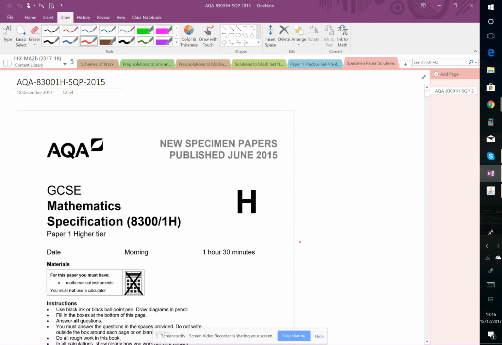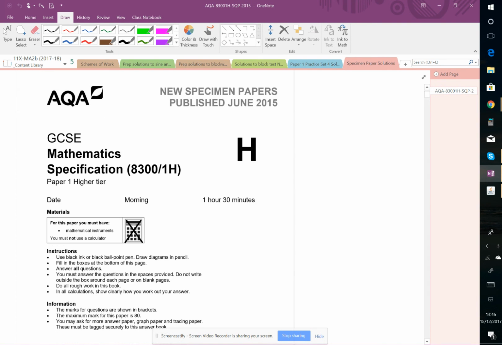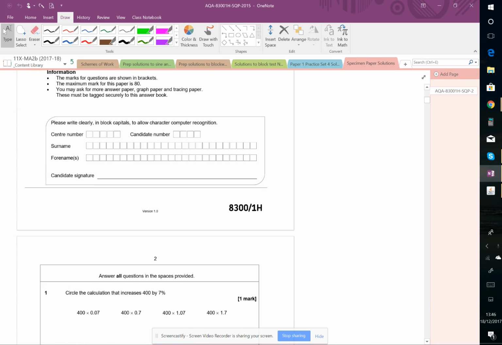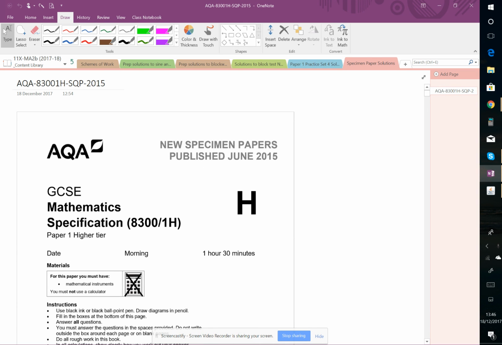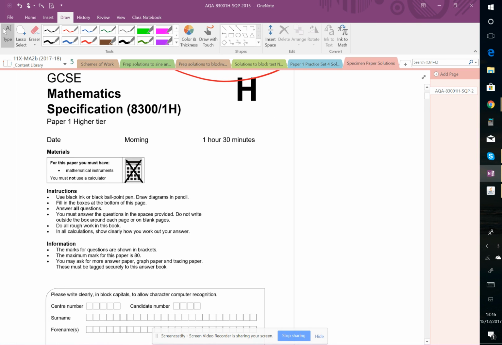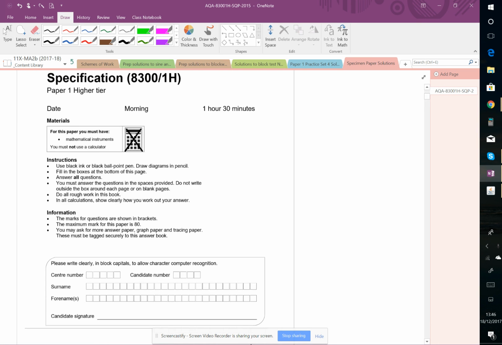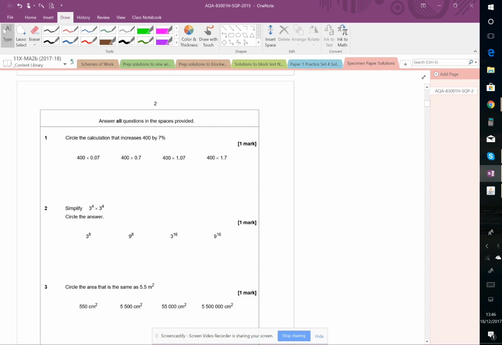Okay, here are some solutions to some specimen papers. It is the June 2015 specimen paper, higher level GCSE maths. And we start at question 1. Circle the calculation that increases 400 by 7%.